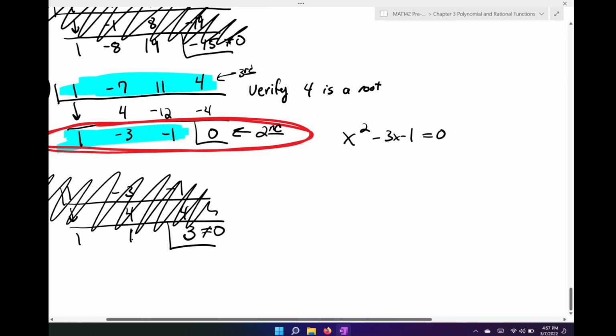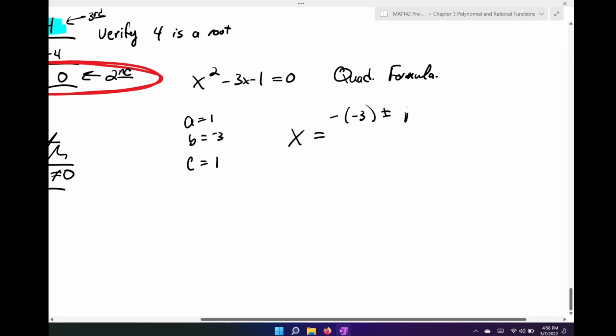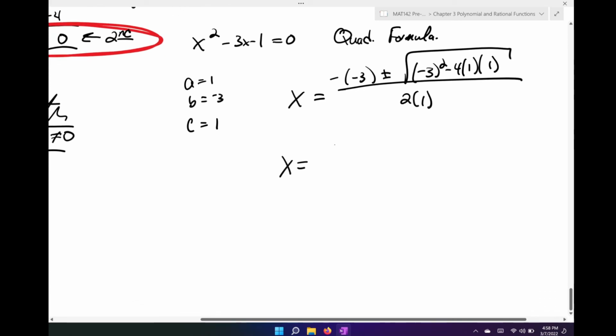What you're going to have to do here is use your quadratic formula to find the other roots, and they are ugly. But let me show you what they are. So a equals 1, b equals -3, c equals -1. So you get x equals, make sure you're using parentheses when you make your substitutions. I'm just writing this out as fast as I can because I know this video has already been unbelievably long.